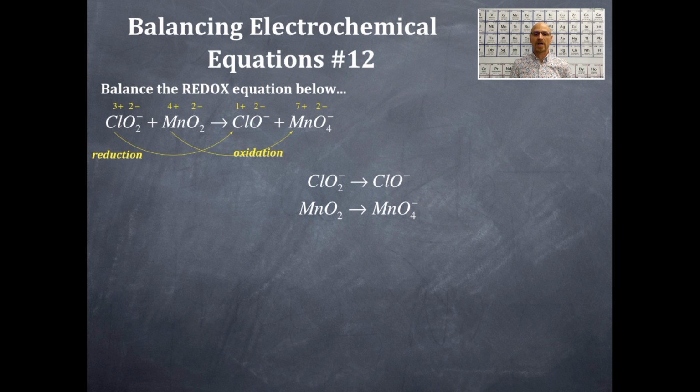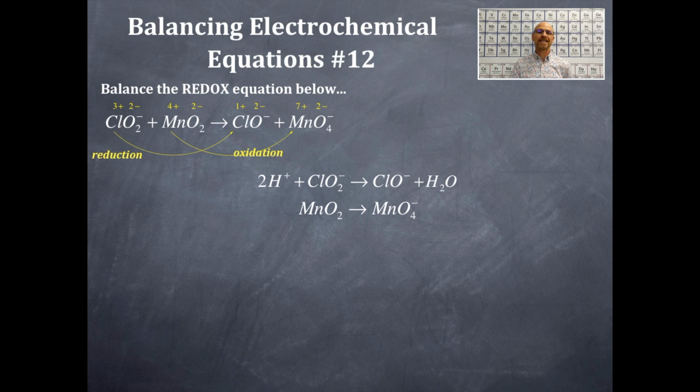Now we're going to go for the oxygens. There are 2 oxygens on the reactant side. There's 1 on the product side. So I need to add an equivalent number of water molecules for every oxygen that I need, and that would be 1 oxygen I need on the product side, so there's 1 water molecule. Now I'm going to balance the hydrogens. There are 2 hydrogens on the product side. I need to add 2 hydrogen ions to the reactant side.